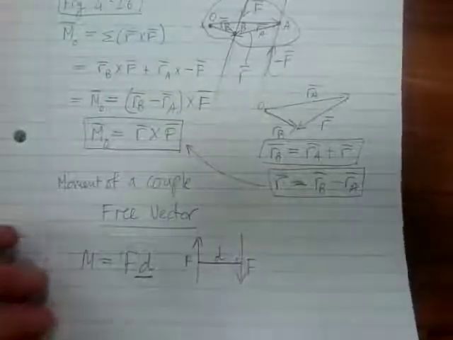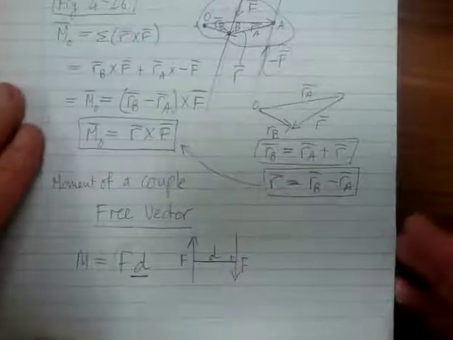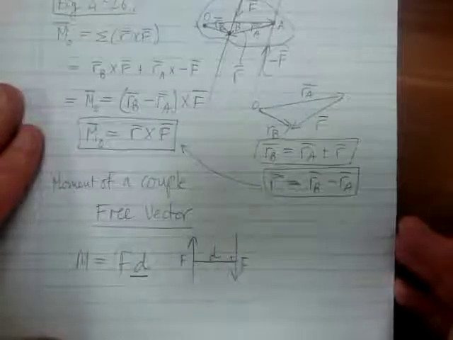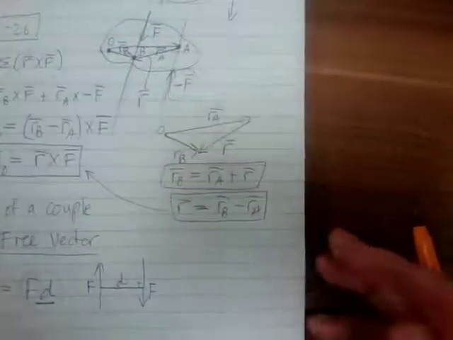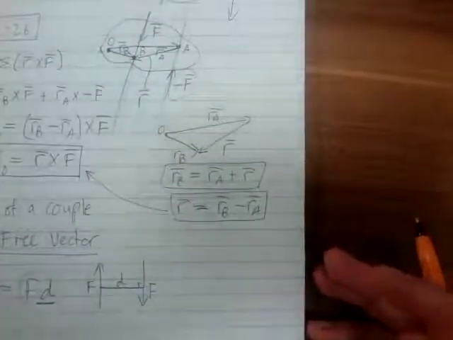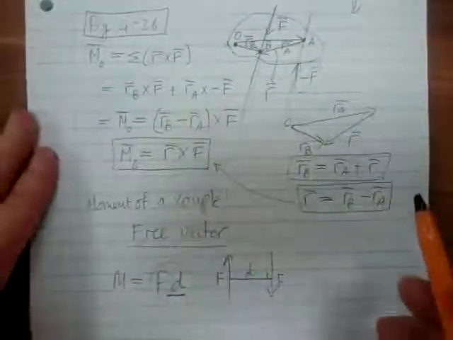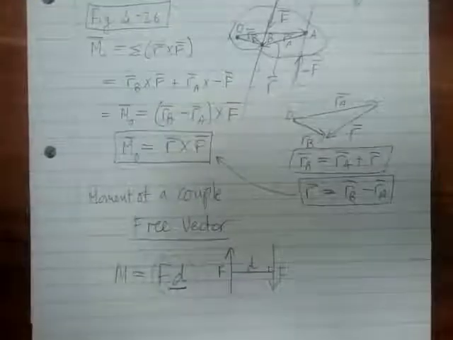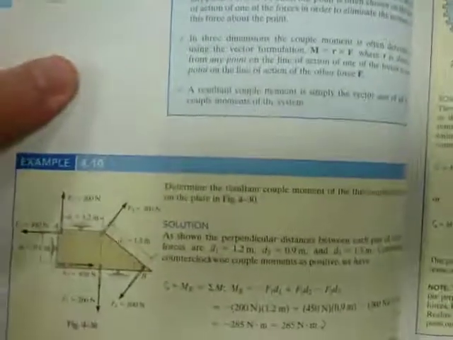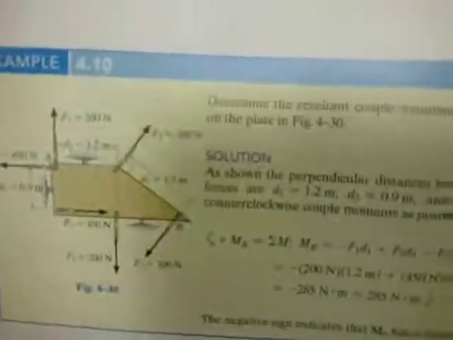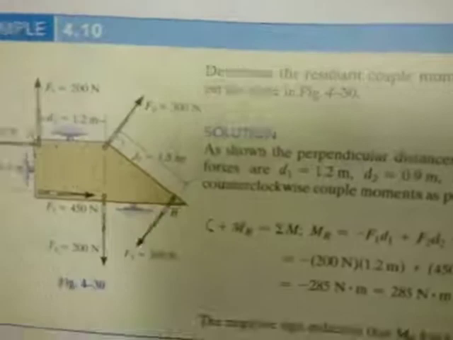Let us do some examples. We'll do some vector examples in the next video. I want to just quickly look at a couple of basic examples here. I'm not going to do the calculations, but I want to look at example 4-10.